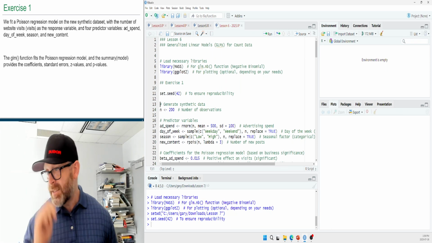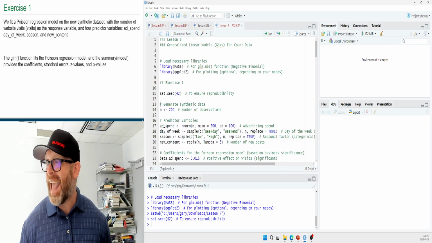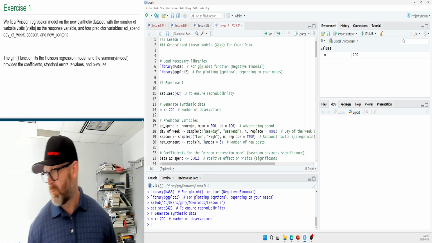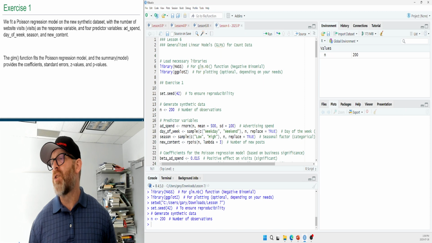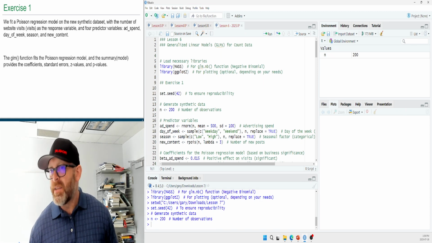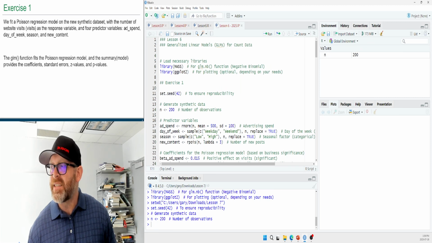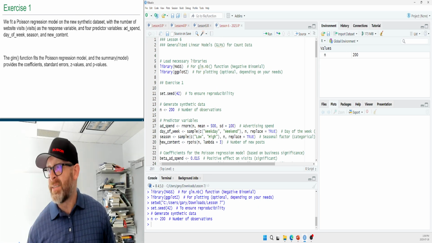All right, so let's set the number of observations. We'll call that n, and I'm going to set that to 200. All right, so I'm going to generate some predictor values at this point in time. I said there's going to be 4 different predictors. So we have advertising spent, or ad_spent, day of the week, season, and new content.